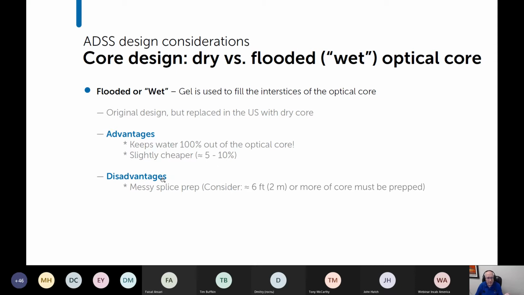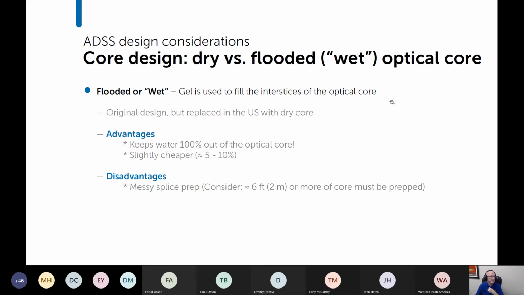But it comes with a hefty disadvantage, and that's the messy splice prep, because you're typically working with 6 feet, 2 meters or more of core that you have to prep. You have to remove the jacket, remove the tubes, and that process just creates a huge mess. So in the United States, you see basically zero flooded cores. Outside the United States, you still do see it.